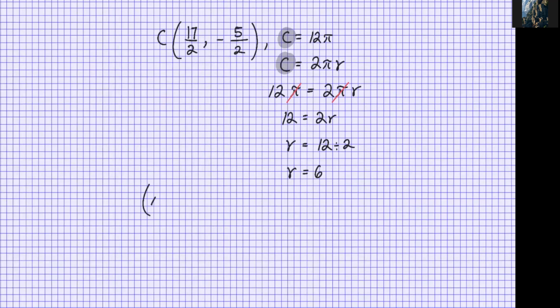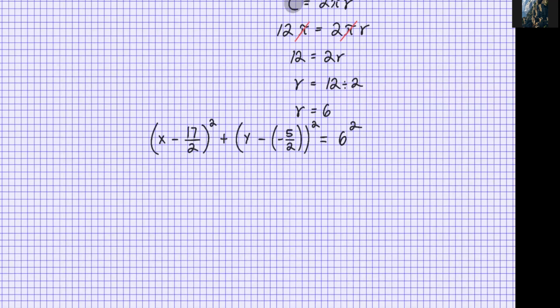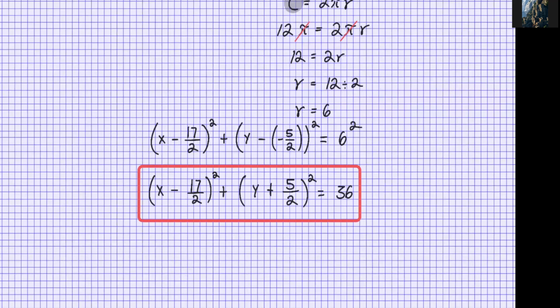So we substitute, we have x minus 17 halves squared plus y minus negative 5 halves squared will equal 6 squared. So we end up with x minus 17 halves squared plus y plus 5 halves squared equals 36. That's it.